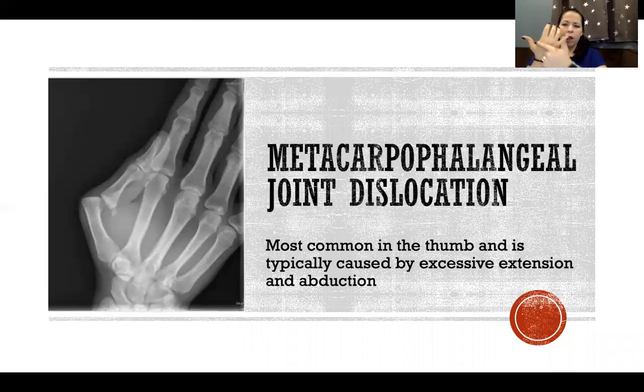So the metacarpophalangeal joints could dislocate in any of the digits, but it is most common in the thumb, in the first digit, because the thumb is out here kind of on its own and is vulnerable to a lot more forces than those other 4 joints are. So it happens most often in extension and abduction. So it happens most often in this situation where you have extension and abduction and an excessive amount of force into that position. It will cause that joint at the metacarpophalangeal joint to dislocate.